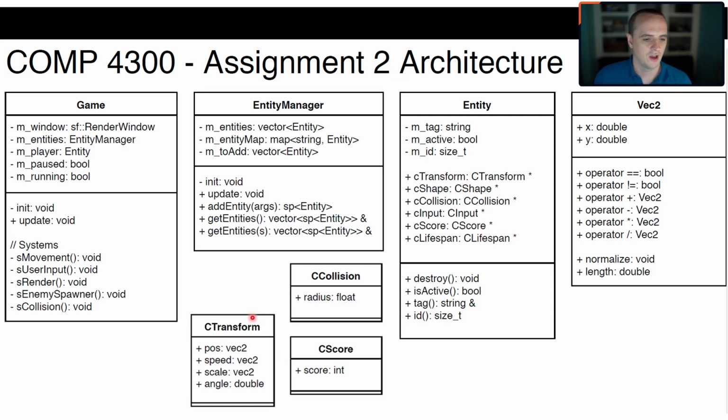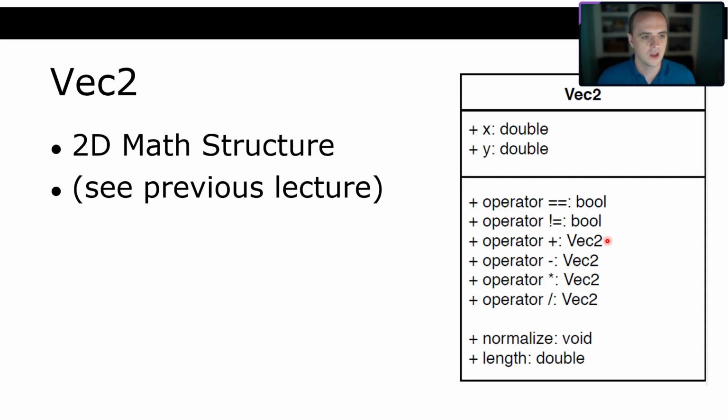So for example, the transform component is going to store the entity's position, its speed, its scale, its angle, etc. The collision component is going to have a radius as a floating point number, and maybe the score is like an integer. But I'll get into those details when we actually open up the project. And then we're going to have the vec2 class, which we've also talked about in some detail now. I'm going to give you the header file or the skeleton code for the vec2 class, and you're going to implement the actual functions that we're going to need to use for this course. So vec2, see the previous lecture for the details of vec2.